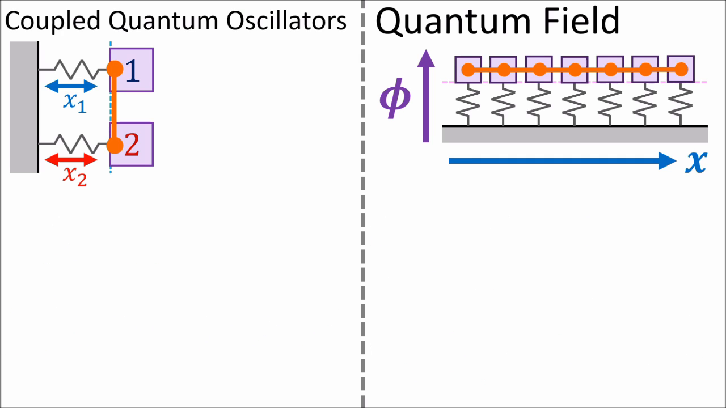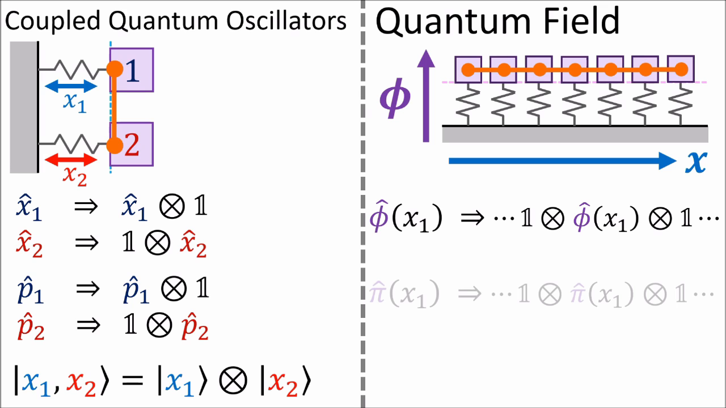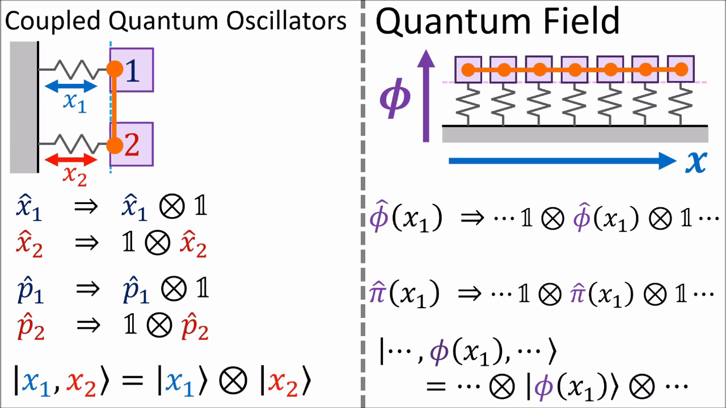For the coupled oscillators, I mentioned that the operators are technically tensor products with an identity operator, and this allows them to pick out the specific state in the tensor product to act on. This is also true with quantum field operators, but there are an infinite number of identity operators in the tensor product, since there are an infinite number of oscillator states in the tensor product.